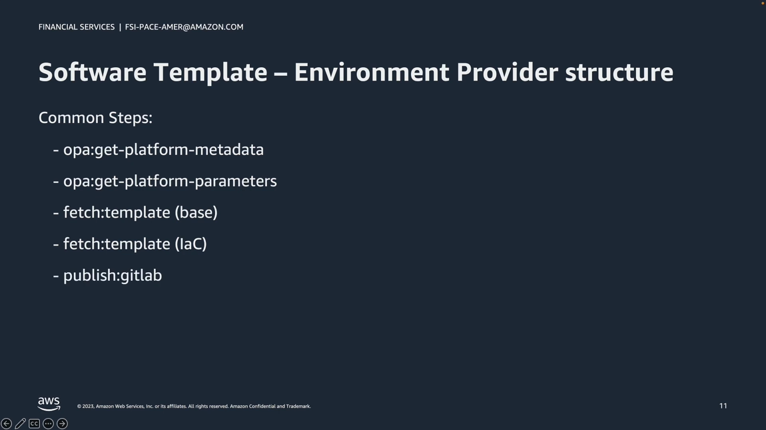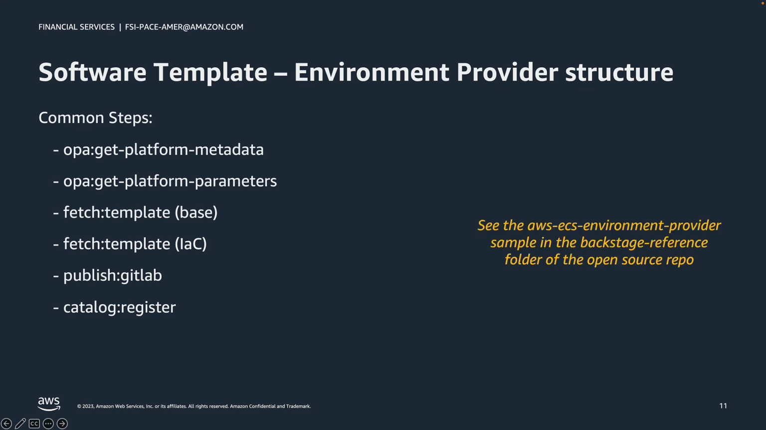Once all of the required code has been laid down in the temp working directory and updated, then the source code is pushed to a GitLab repository with the publish GitLab action. As part of the base template code that we fetched, there was a GitLab CI/CD pipeline file, so a new pipeline job will be immediately kicked off to build our code for the new environment provider. Finally, we want to register the new environment provider entity in the Backstage catalog, so we use the catalog register action to add it. If you'd like to review more specifics and a working example of these steps, see the AWS ECS environment provider sample in the Backstage reference folder of the OPA on AWS open source repo.